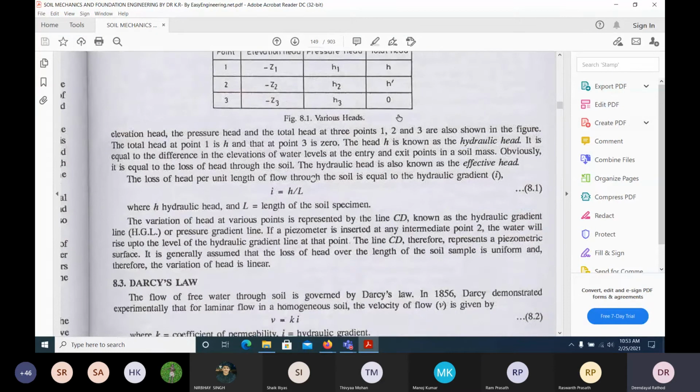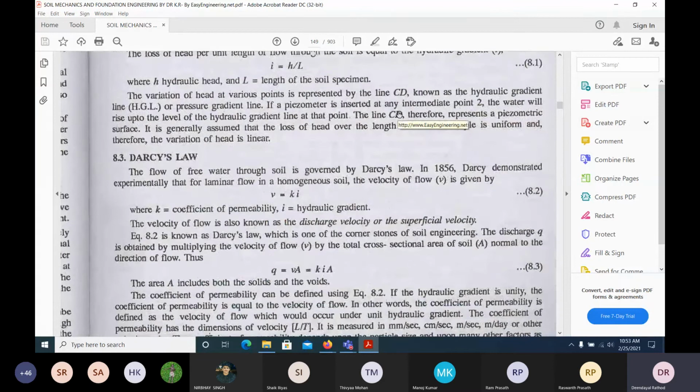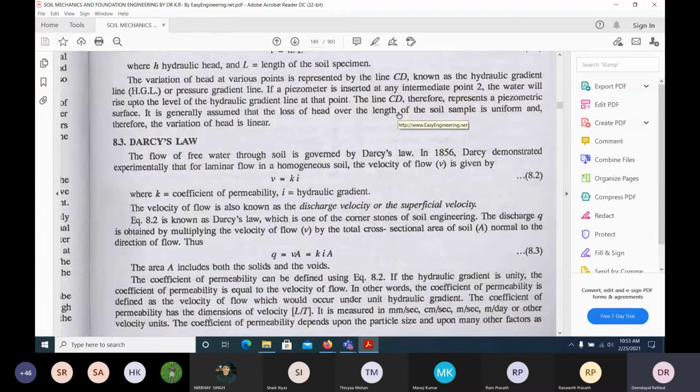Now, this particular Darcy's law we will see. This is very, very important. They will ask in all competitive exams what this Darcy's law is all about. What Darcy's law says is that velocity is directly proportional to the hydraulic gradient.